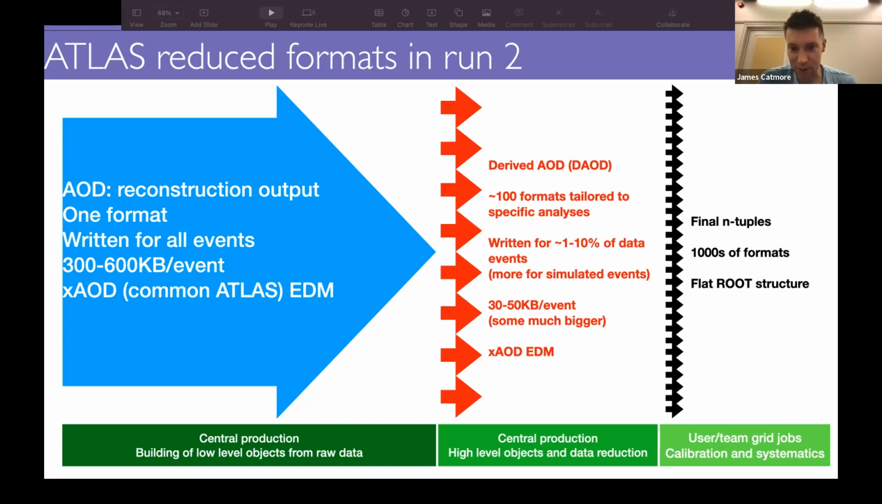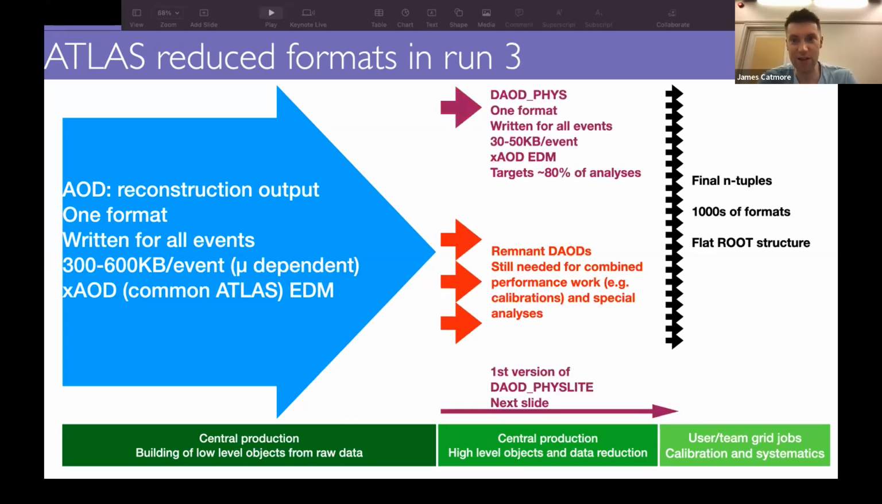This again was done with central production, and at this stage we would write high-level objects such as most of the jet and flavor tagging and MET containers, and of course the data reduction operations would be done. Then finally, on the basis of these outputs, the users would be writing their n-tuples, of which there were thousands, many per analysis in some cases, and these would usually be written with a flat ROOT structure. This would typically be done with user grid jobs or analysis jobs submitted by a team, and at this stage calibration and systematics would be applied.